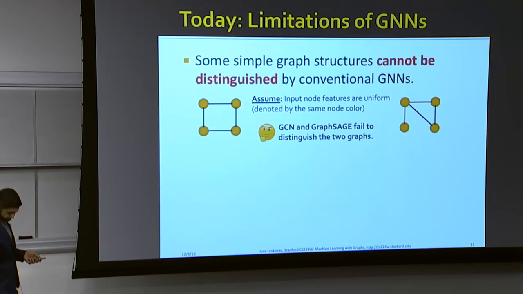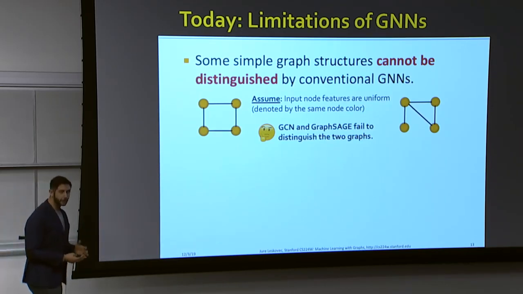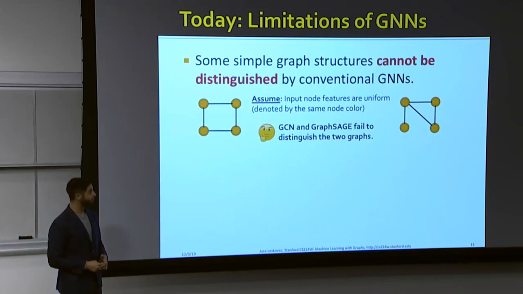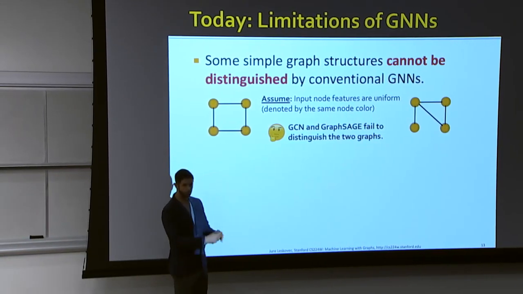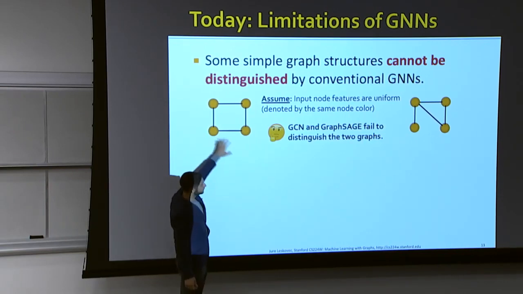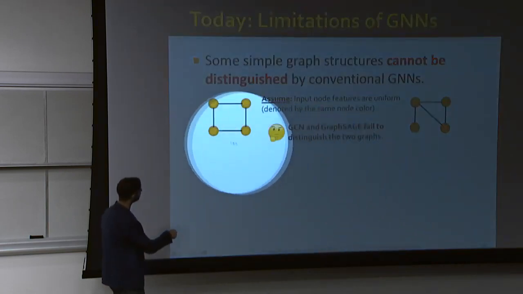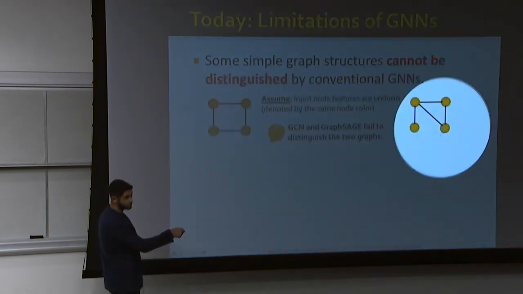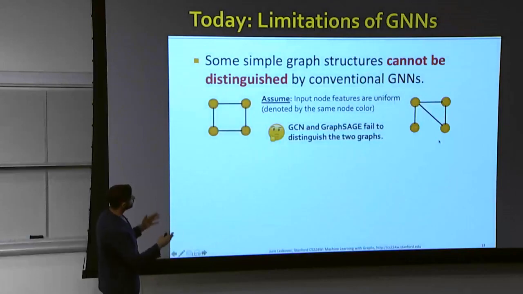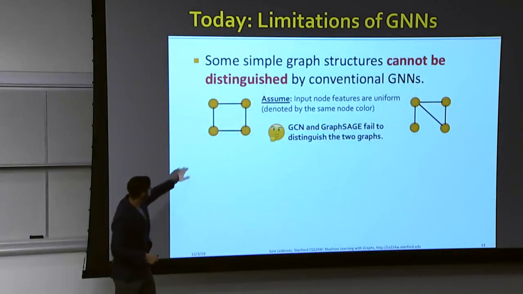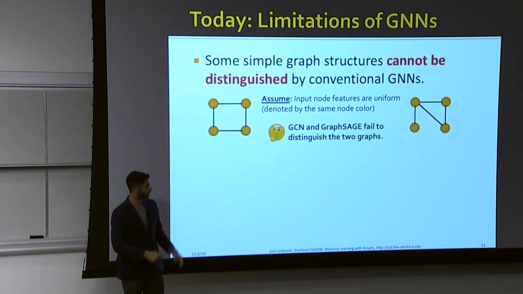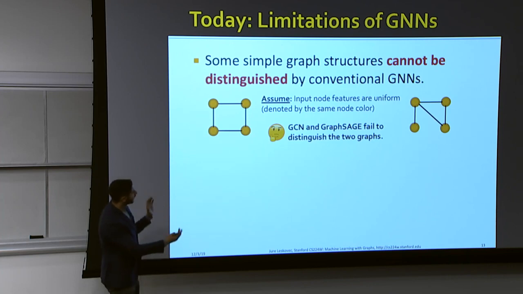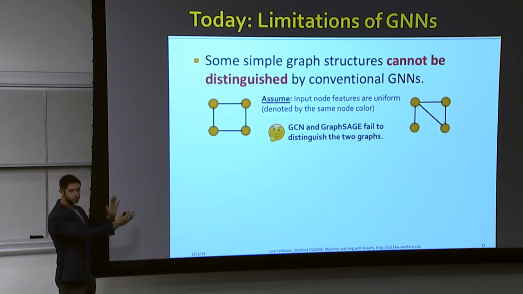So the fact that some simple graph structures cannot be distinguished by conventional graph neural networks, okay? Let's think about this very simple case, and we're going to go in depth, dissect it, and explain exactly why this is happening. These two small graphs both have 4 nodes, but a different adjacency matrix. If their input features are uniform, so in this case you see all our nodes are yellow, so all our node features are the same. This is the notation that we're going to be using today. Then can a GNN distinguish between these two small graphs?